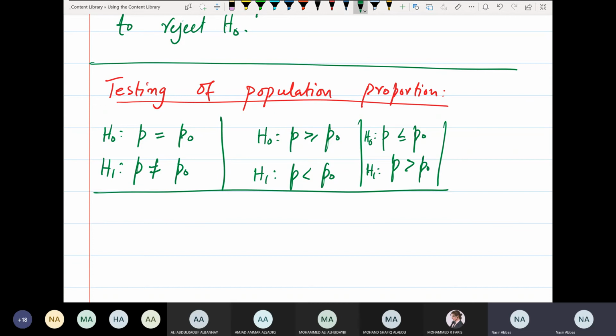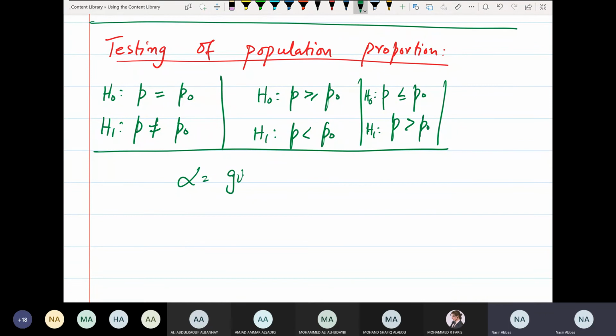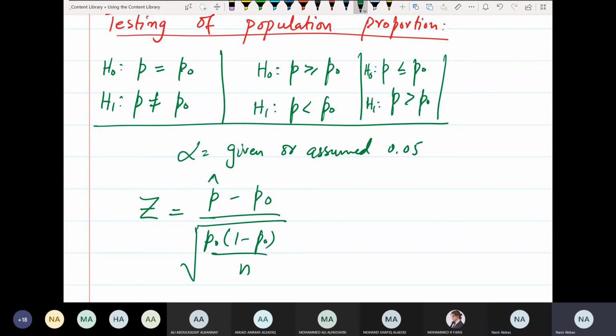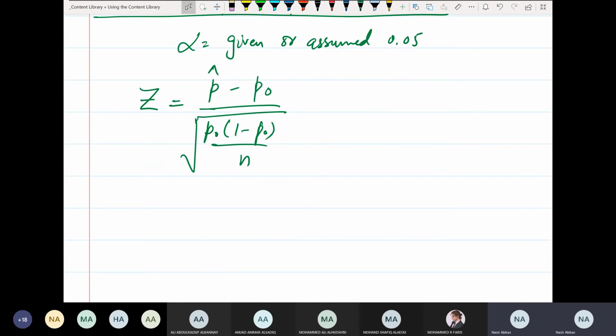Now we have a different parameter P, not mu. Alpha will either be given or assumed 0.05. The test statistic we will use will always be Z. That is going to be P hat minus P naught over the square root of P naught into 1 minus P naught over n. Once you have the value of z, the rejection region and the p-value are all similar to the ones we discussed for mu.